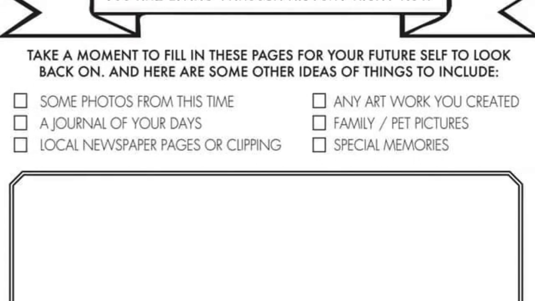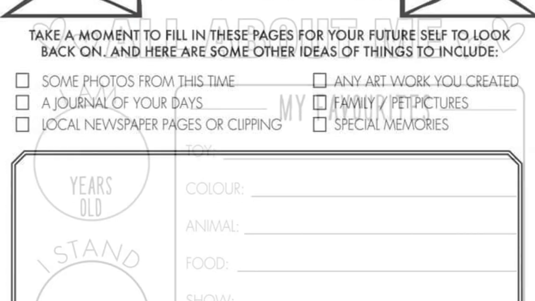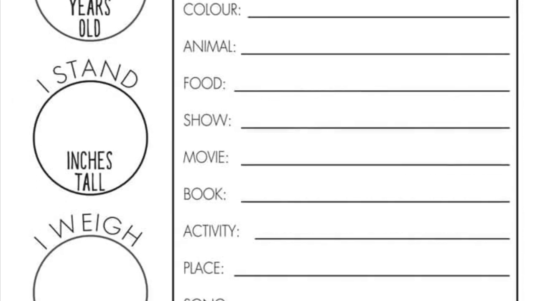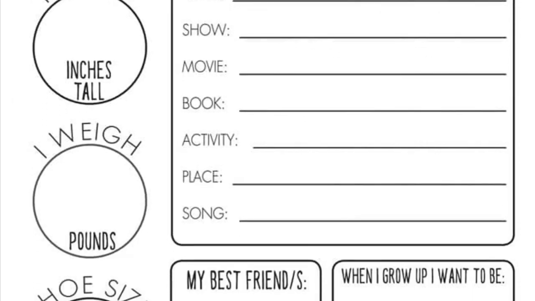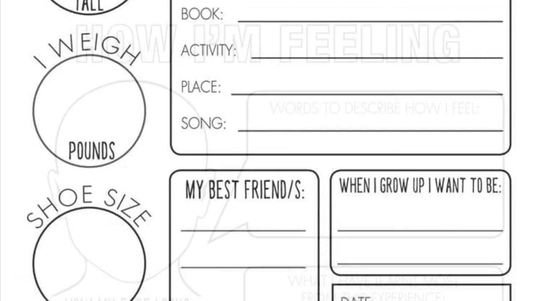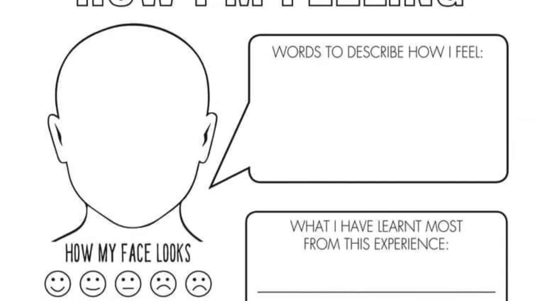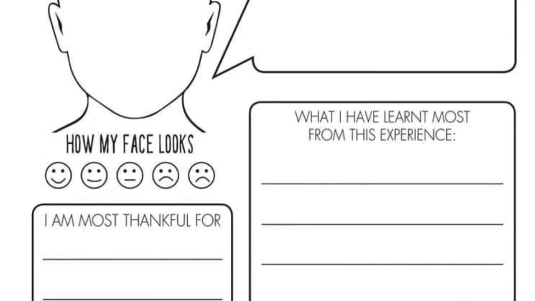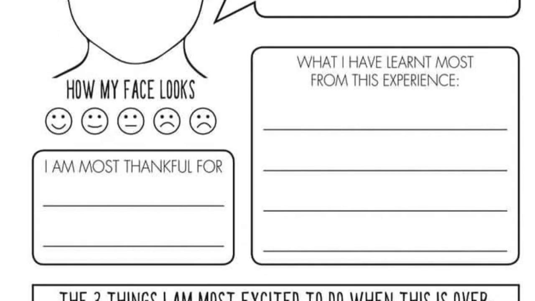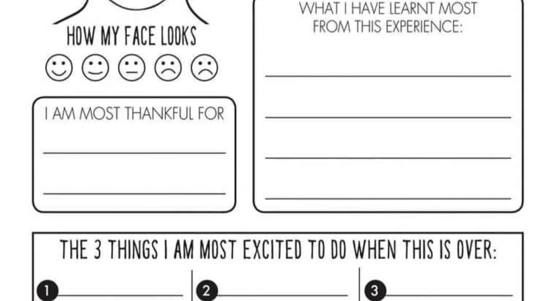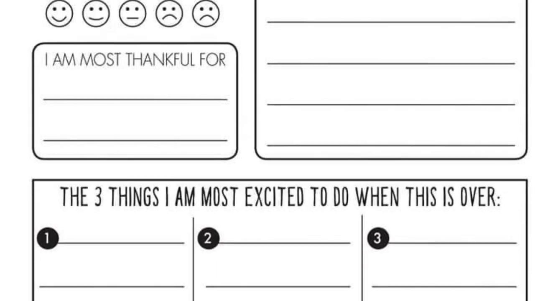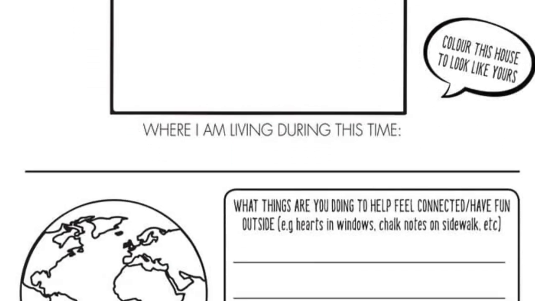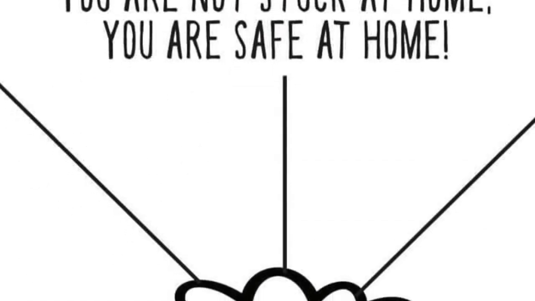So first of all, we're going to capture things about ourselves, about our age when this happened, how tall you were, and some other important details. We're going to write about how we were feeling, and think about what you were thankful for, things you were excited to do when it was over, and what you've learned from the whole experience too. Also a little bit on your community and the things that you got up to when you were at home. You didn't just sit in the house. You know, when we were at home, we weren't stuck at home. We were staying safe, but what did you do to keep busy?